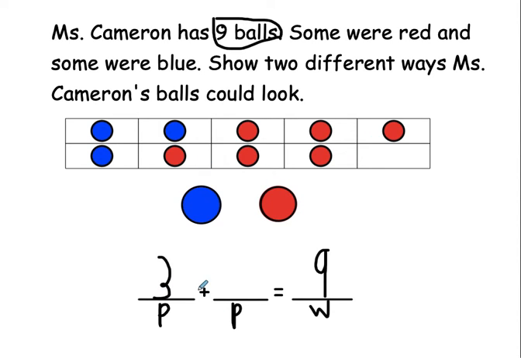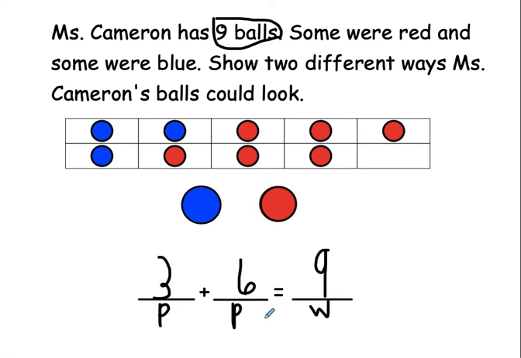And how many balls are red? 1, 2, 3, 4, 5, 6. And 6 balls that are red. So what does that tell us about 6 and 3? Yep, 6 and 3 equals 9. So another combination we can have to show Miss Cameron's balls are 3 blue balls and 6 red balls equal 9.